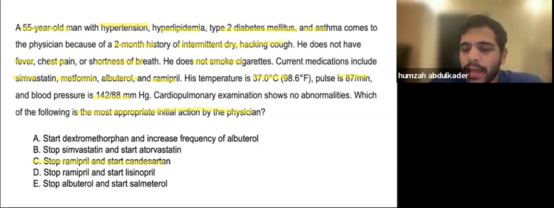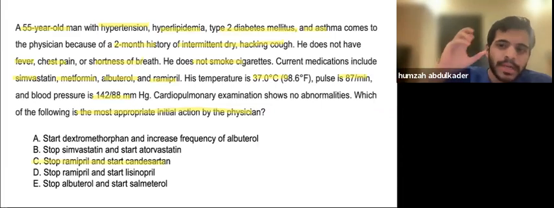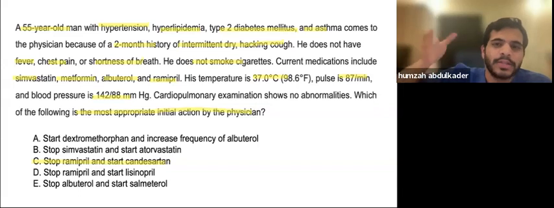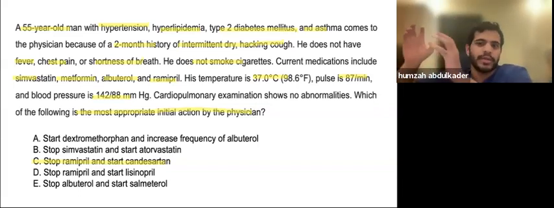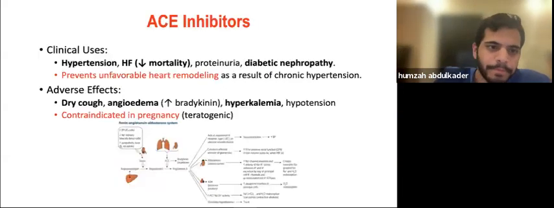Does anyone know why ACE inhibitors cause dry cough? Exactly. Because the angiotensin-converting enzyme actually degrades bradykinin. And so by administering an ACE inhibitor, you stop angiotensin 2 from being formed, and by default you increase the amount of bradykinin, which causes bronchoconstriction and the dry cough. It's not too difficult of a topic, but I feel like it's very important.